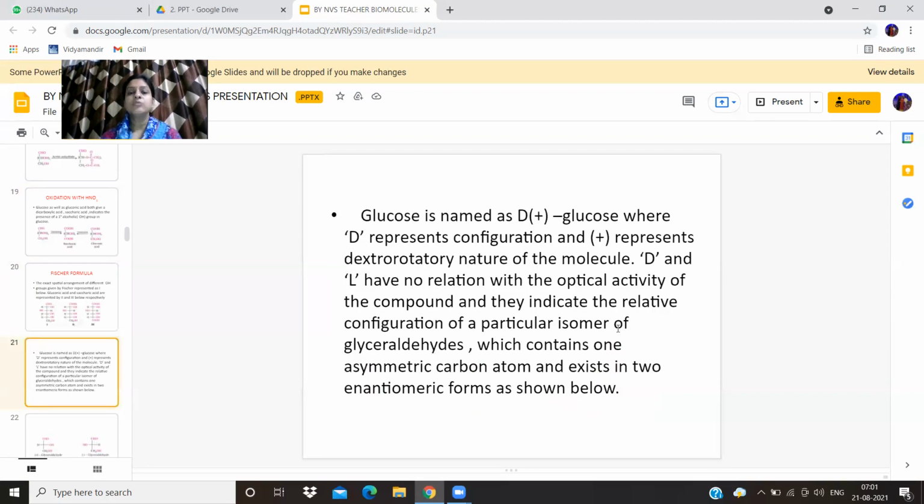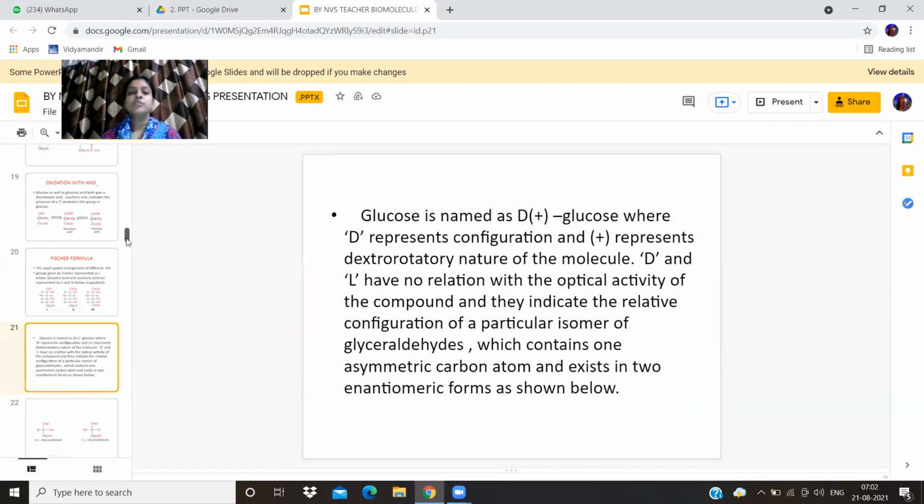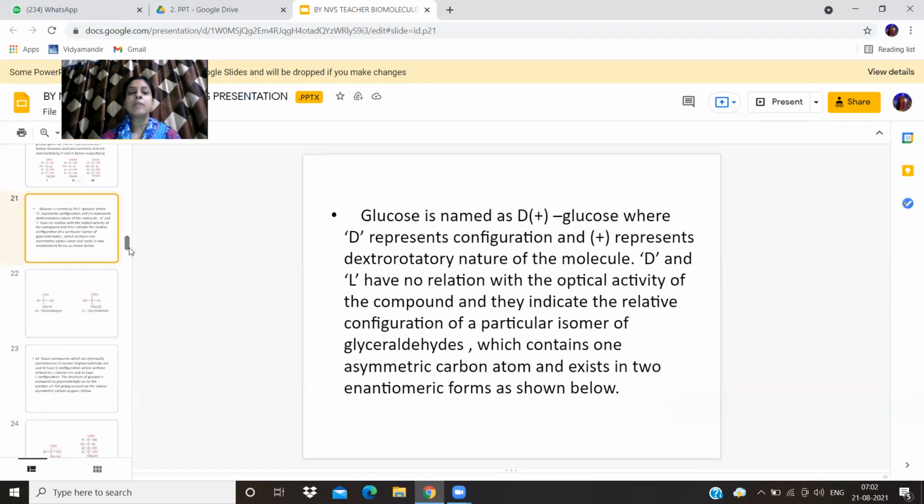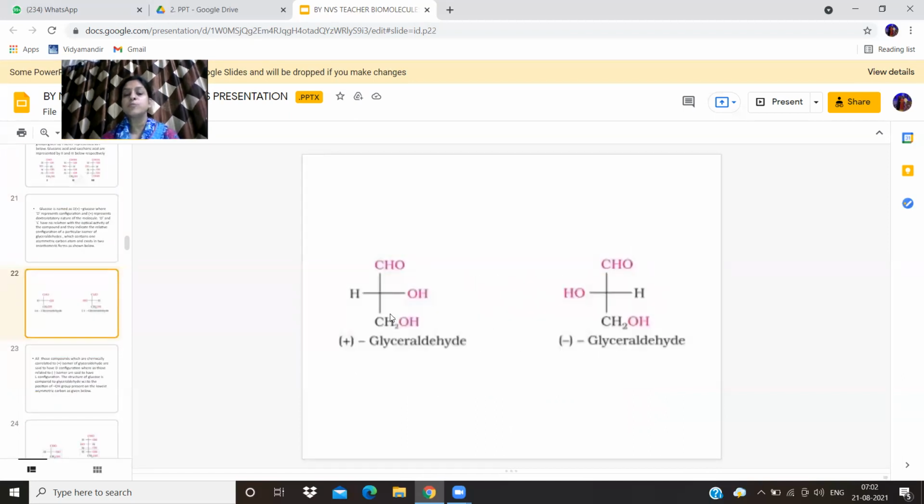ठीक है, so this we have already discussed बेटा that glucose को D plus glucose भी कहते हैं, because D represents the positive configuration or dextrorotatory. D और L जो होते हैं optical activity से कोई relation नहीं होता, they just indicate the relative configuration of particular isomers of glyceraldehyde basically, जिनमें की एक asymmetric carbon आपका present होता है और वो दो enantiomeric forms में present होता है.